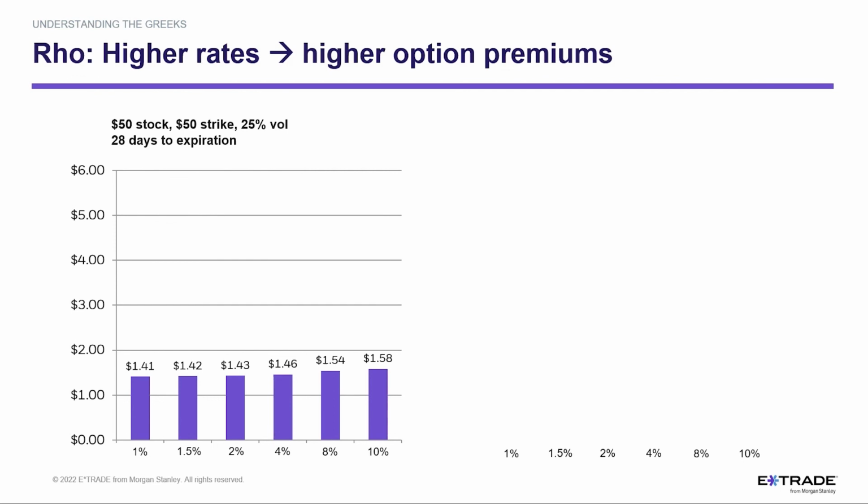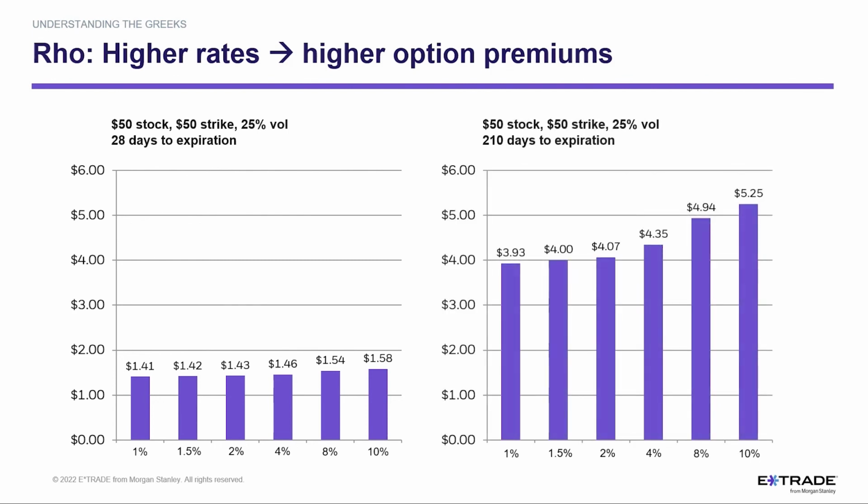Not a huge difference in interest rates moving from 1 to 1.5 to 2%. Even all the way to 10% doesn't greatly change the value of that option. For longer dated options, it's more of a factor. Simply using a period of 210 days, you can see the added time there as well.